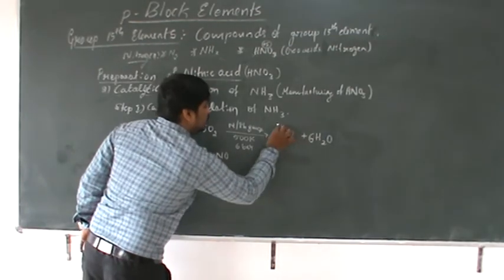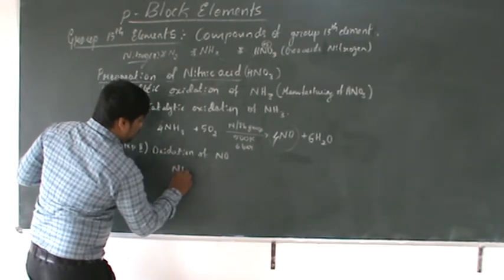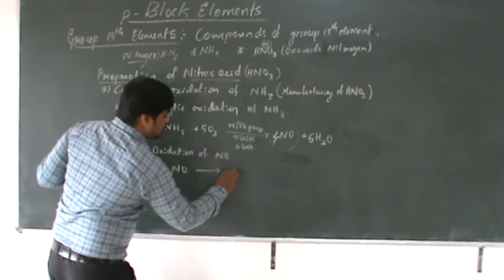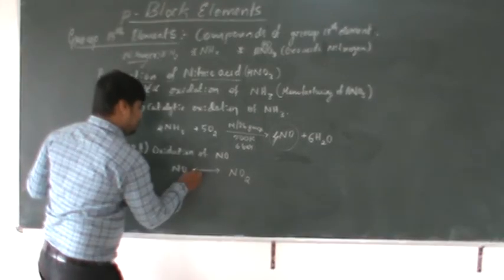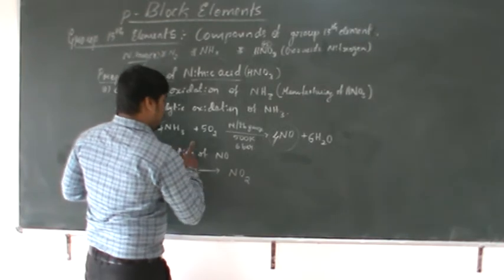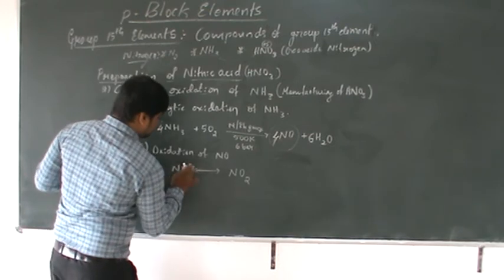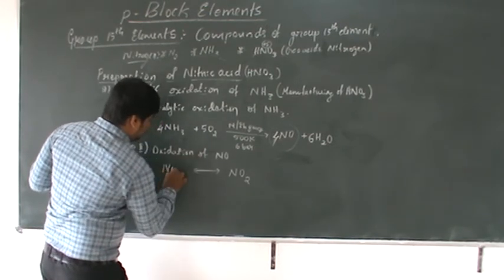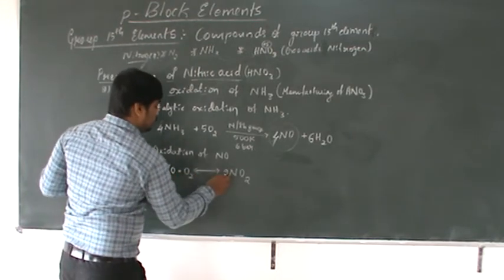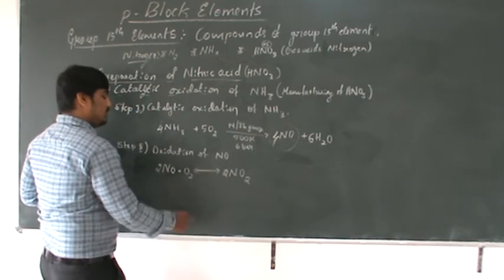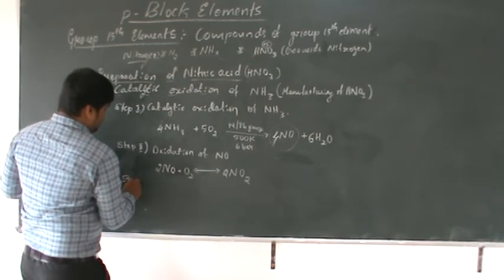The nitrogen monoxide produced in the first step is utilized for oxidation. When nitrogen monoxide is oxidized, it gives nitrogen dioxide. Okay, this is reversible. How to oxidize this one? By treating with oxygen again. NO plus O2 gives 2 NO2, 4 oxygen, 4 oxygen. Okay, this is a reversible reaction, very important. You should show the double-headed arrow in step 2.